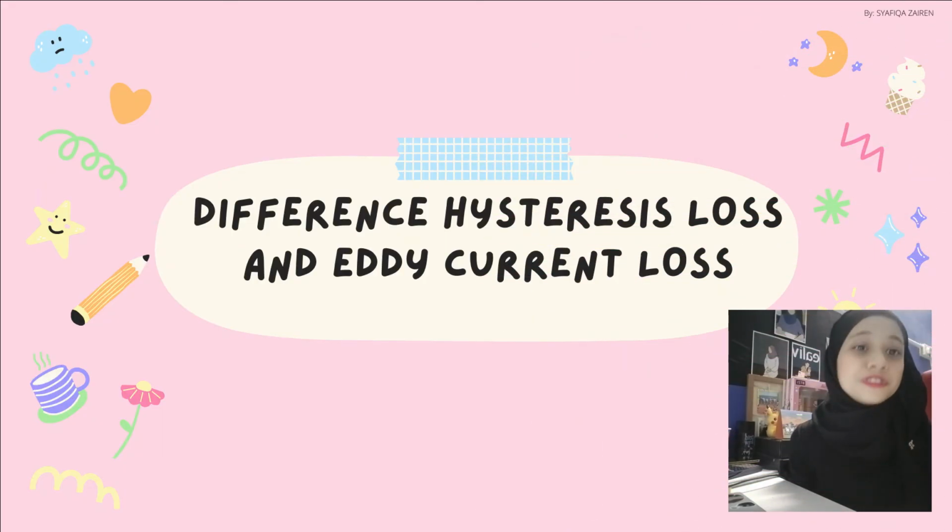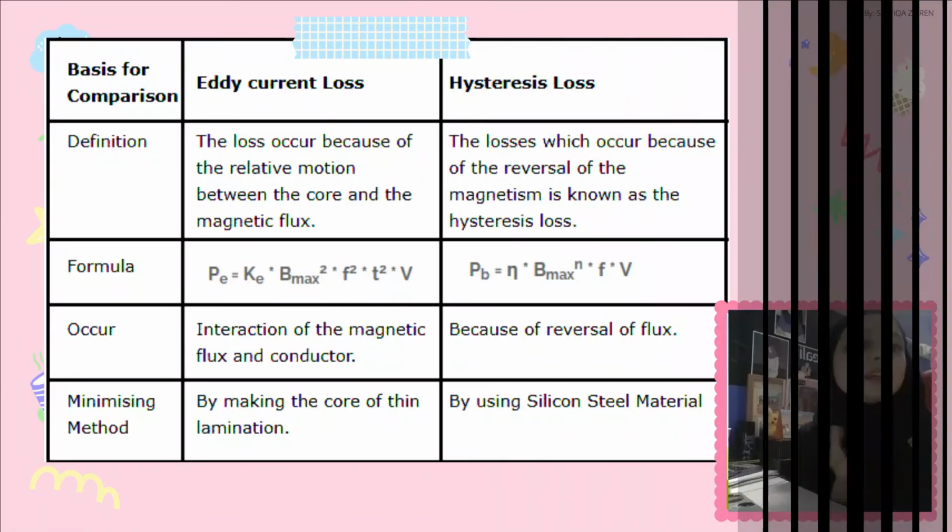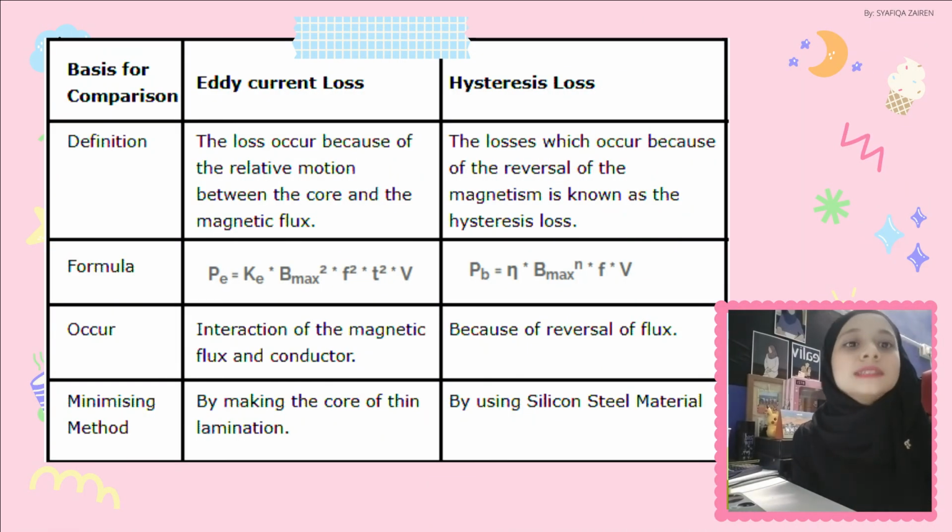Now, the differences between hysteresis loss and eddy current loss. For eddy current, the definition is the loss that occurs because of the relative motion between the core and the magnetic flux. Meanwhile, hysteresis loss is the loss which occurs because of the reversal of the magnetism.